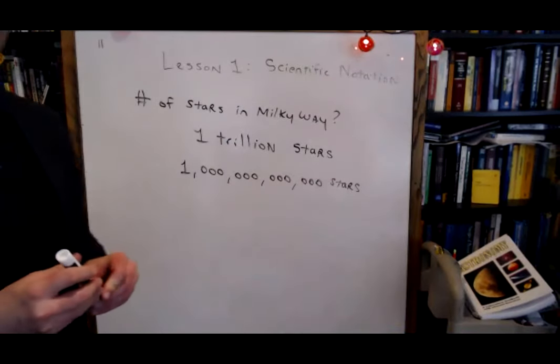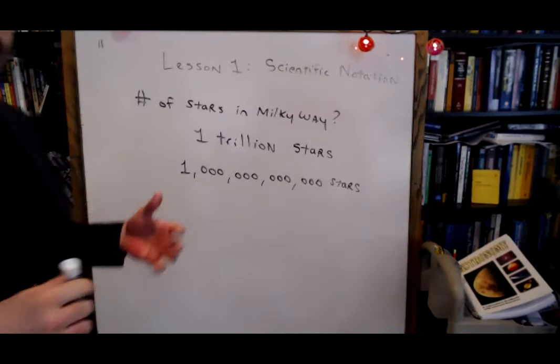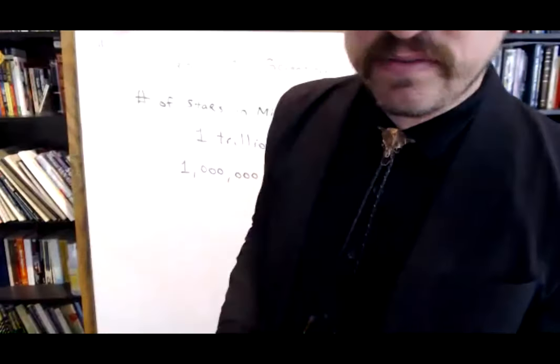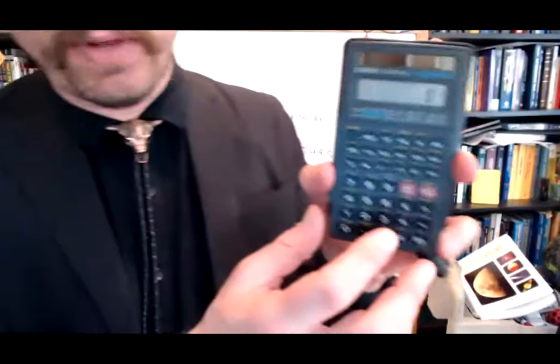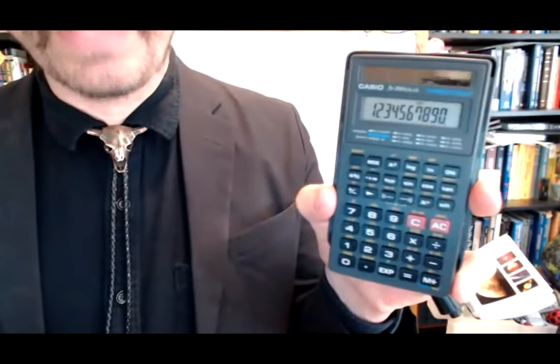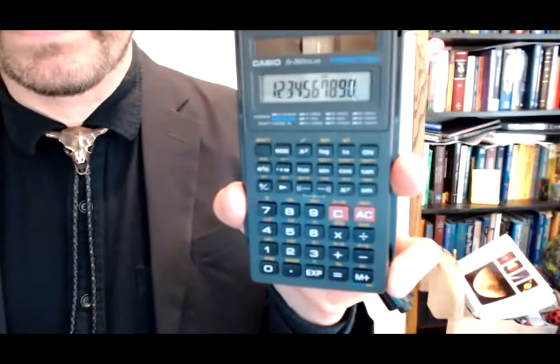That's approximately the number of stars in the Milky Way galaxy. That's a big number. Damn big number. In fact, check out my Casio calculator here, and I want you to watch my moves, okay? I'm going to punch some numbers in. 1, 2, 3, 4, 5, 6, 7, 8, 9, 0. That's it. My Casio calculator only has 10 decimal places.